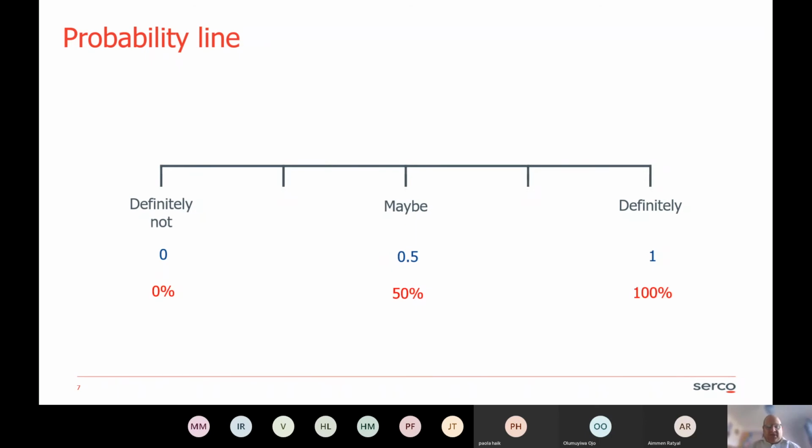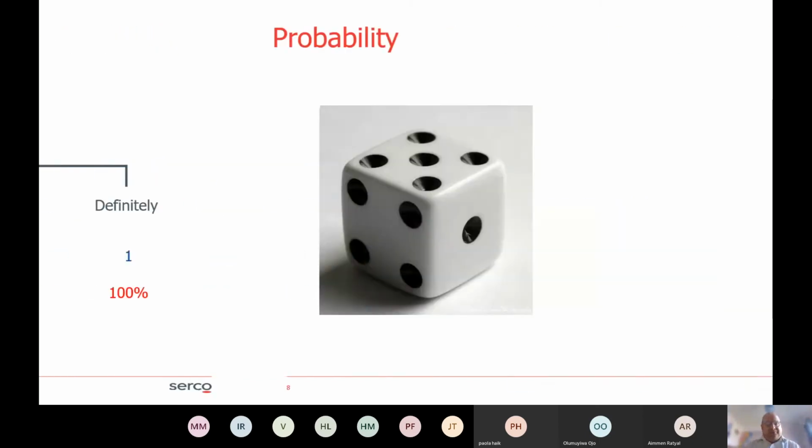And if we're talking about percentage, similarly, you've got 0 is definitely not happening, 100% it's definitely happening, and maybe the middle line would be 50%, as you're probably aware. So probability lines are quite useful in terms of showing probability, and in some of the tests, you will actually have to work out the probability and put your X on the line where you think it should be.